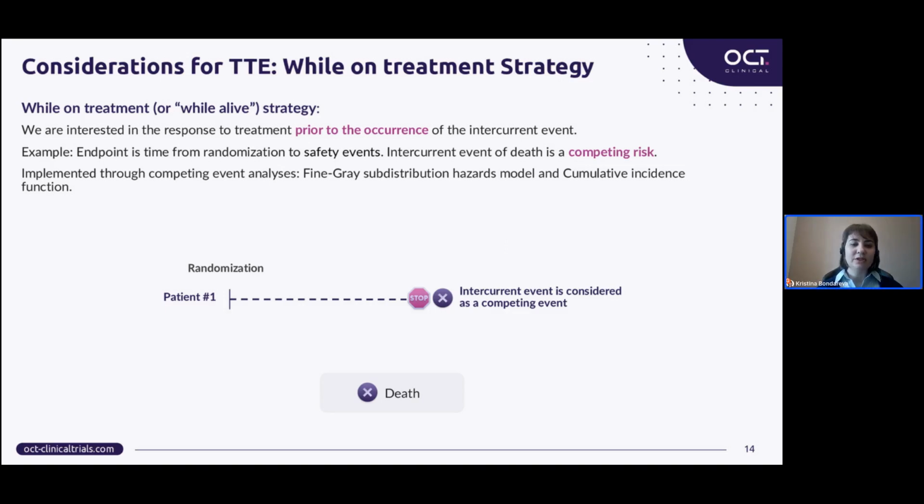A number of situations in oncology can be handled using the while on treatment strategy. For example, death can be considered as an intercurrent event competing with the event of interest when evaluating time to certain safety events or time to progression. Anything after death is not relevant to the clinical question of interest.